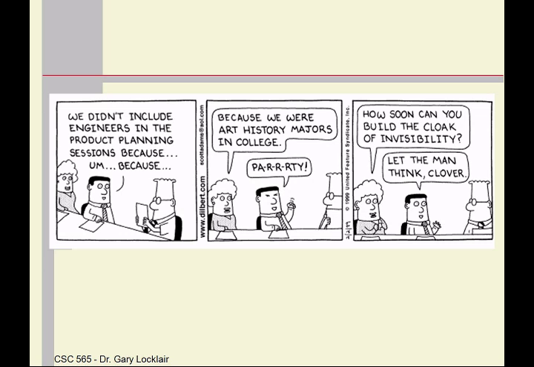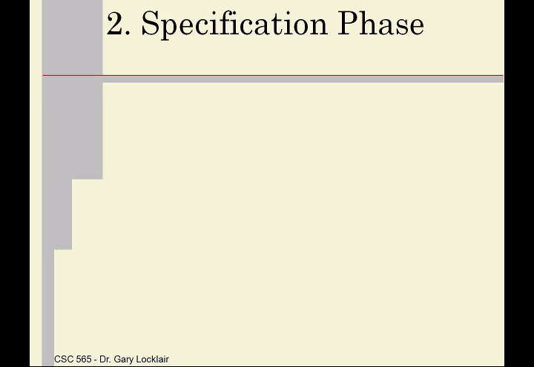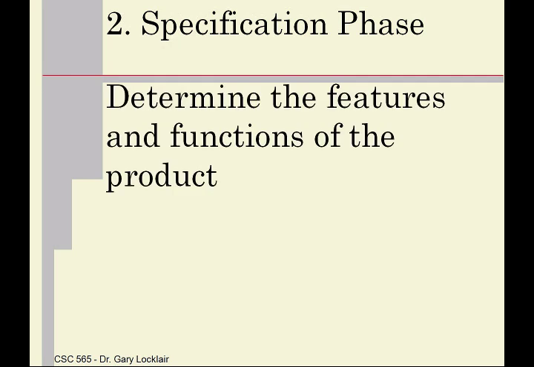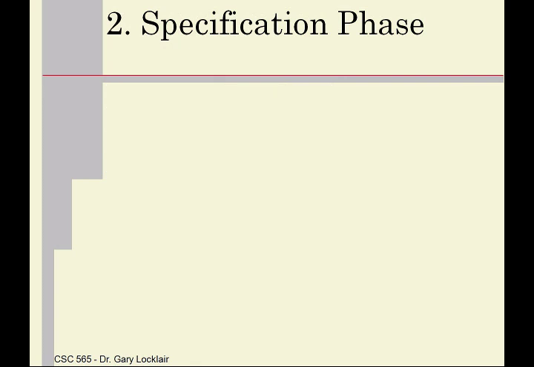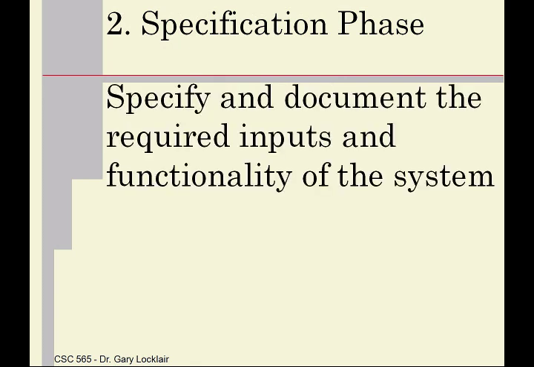Okay. See, the problem is if you, well, let's go on. First phase, requirements phase. Second phase in the system development life cycle is the specification phase. The specification phase is where you're going to determine the features and the specification, here, this is what I want. The specification phase is where you're going to specify and document the required inputs and the functionality of the system.